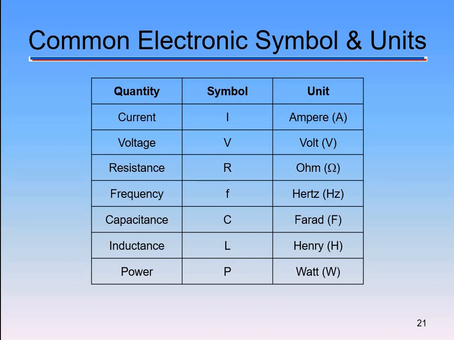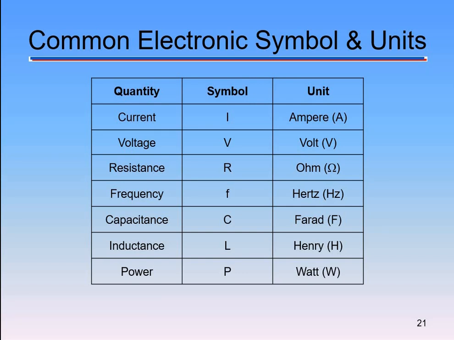All the symbols that we're talking about in the middle column, those are what we're going to use in our equations or our formulas to solve for things. When we write out our answer, we're going to express them in units. So that's where we're going to use the A, the V, the omega, the Hz, the F, the H, and the W. Like if I have 12 volts, I would write 12 V. If I have a 100 ohm resistor, I might write 100 and then an omega. Our electricity operates at 60 hertz, so you would write 60 Hz. You'll get used to it as we go on.